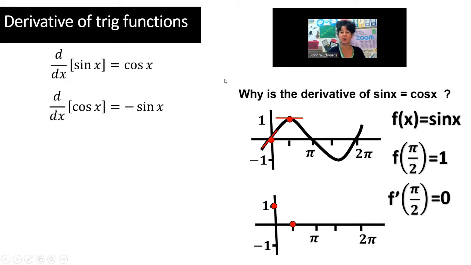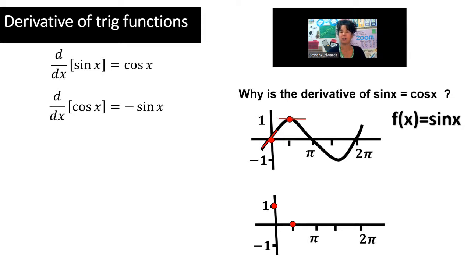A reminder of a cool feature: when you graph the derivative of a function, the minimums and maximums turn into x-intercepts, and that's exactly what happened there. At pi over 2, we had a local maximum, and that turned into an x-intercept. Okay, here's another point. How about evaluating sine of x at pi? Well, the sine of pi is equal to 0.